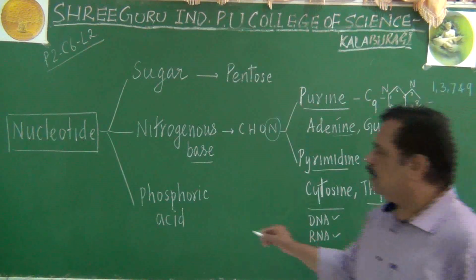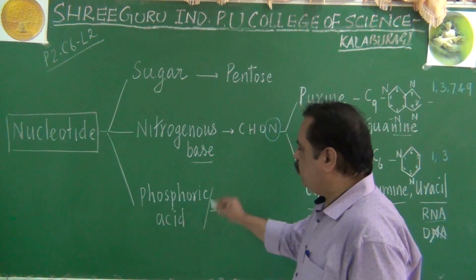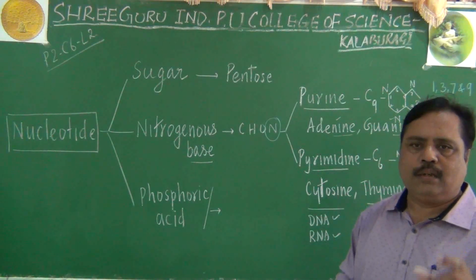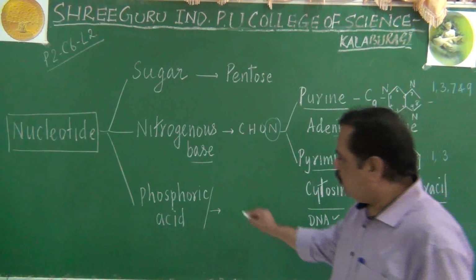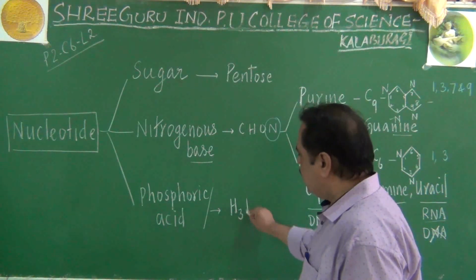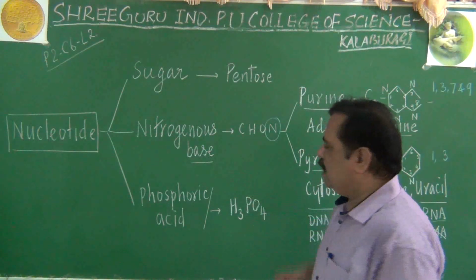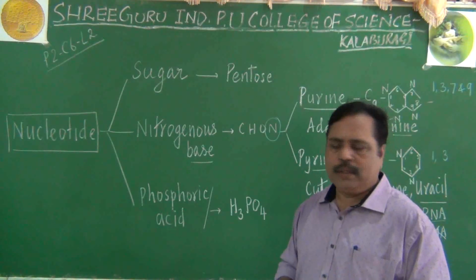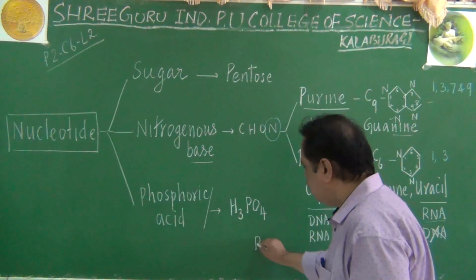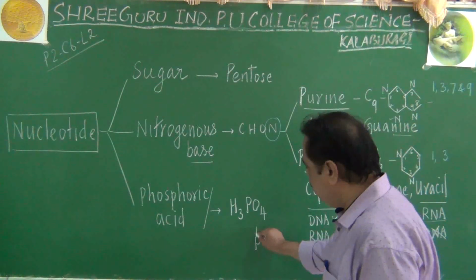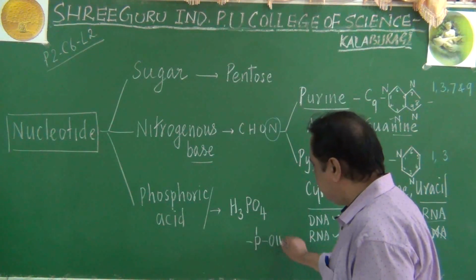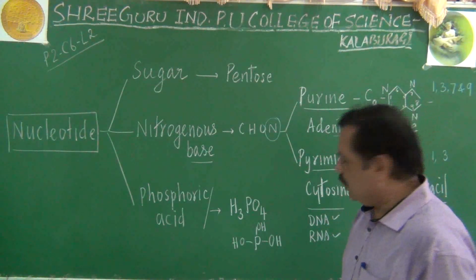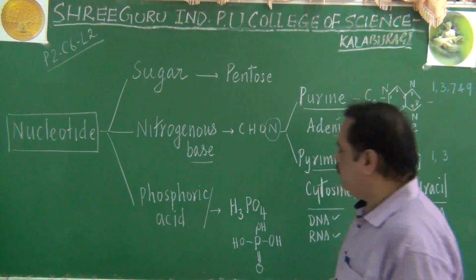Let me come to the third part present in a nucleotide. First component is sugar, second one is nitrogenous base, third one is phosphoric acid. For phosphoric acid, you can remember H3PO4 is the molecular formula. There is a centrally located phosphate group, and it will be having three OH groups like this. Three OH groups are present with this centrally located phosphate, and here one double bond O will be present.